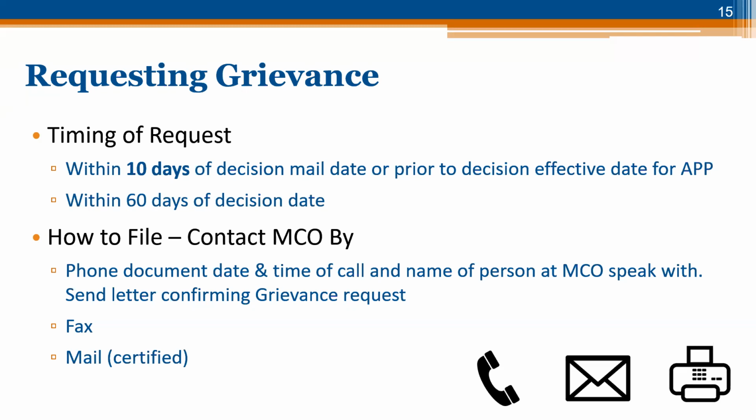Then if they miss the 10 days, or if they're not concerned about aid paid pending, then it's 60 days from the decision date. It can be done by phone, fax, or mail. We recommend documenting the date and time of calls and the name of the person at the managed care organization the participant speaks with, and sending a letter confirming the grievance request. But, really critical, at a minimum, document the date and time of the call. And you can even try to get a reference number on that. I know on the Community Health Choices side, all phone calls are recorded, so that can be pulled if there's an issue. They could also be faxed or mailed. We recommend sending things certified mail so that it can be tracked.